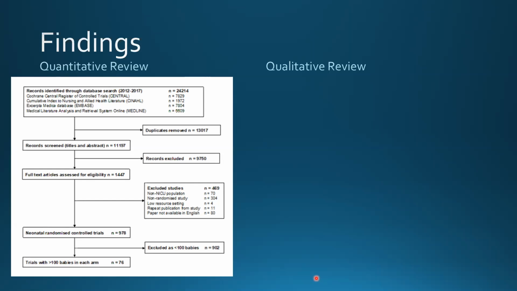When we did full text screening, we identified 978 trials and decided that we would need to limit the number of trials that we actually extracted outcomes from. So we limited to only looking at trials that had over 100 babies in each arm. And that left us with 76 trials with more than 100 infants in each arm.